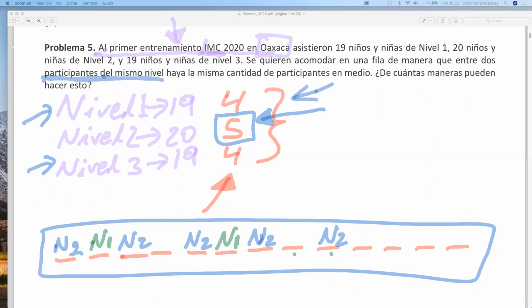¿Sí entiendes un poco el problema? Lo que pide. Sí. Si yo tengo entre dos estudiantes del mismo nivel, debe haber la misma cantidad de estudiantes. Entre estos dos, debe haber la misma cantidad de estudiantes que entre estos dos y entre estos dos. Entonces, empecemos con un ejemplo pequeño. En este caso, ¿cómo los podríamos acomodar?